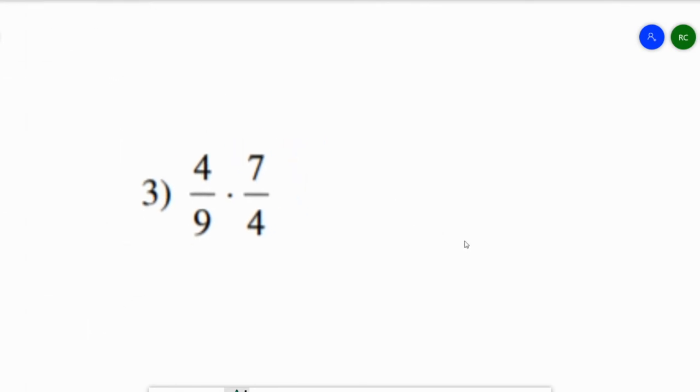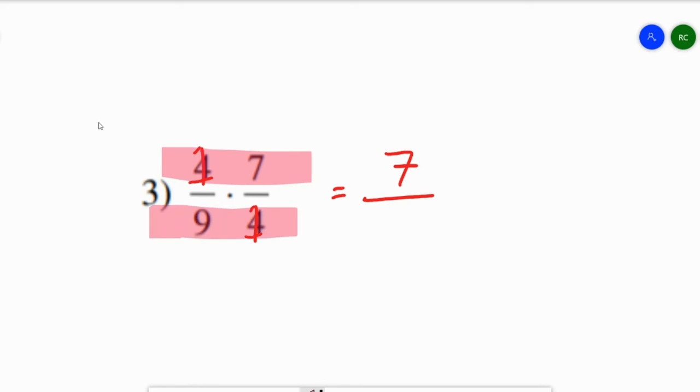Number 3. 4 over 9 times 7 over 4. Well, once again, there's a 4 on the top, there's a 4 on the bottom. 4 divided by 4 is 1. So with that out of the way, we multiply straight across the top. 1 times 7 is 7. We multiply straight across the bottom. 9 times 1 is 9. Our answer is 7 over 9.